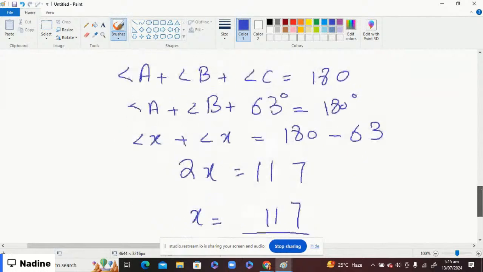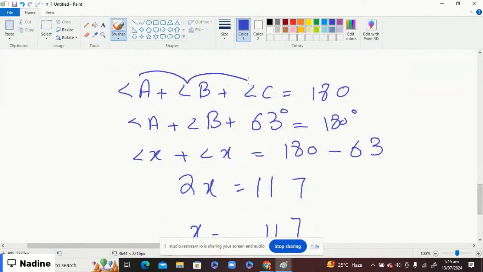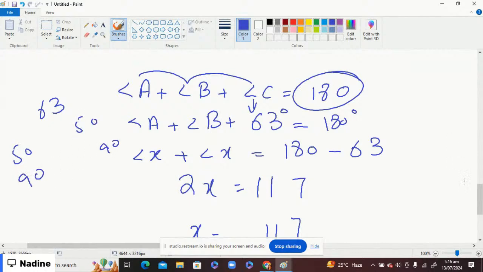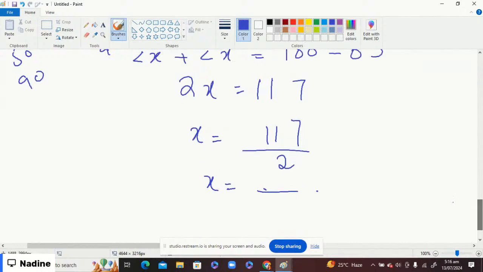Add all the angles and set them equal to 180. Put in the angle which is given, and then solve for the other angles. So if one angle is 63, the other two are equal, for example 50 and 50, or 90 and 90. So both of the other angles have the same answer.